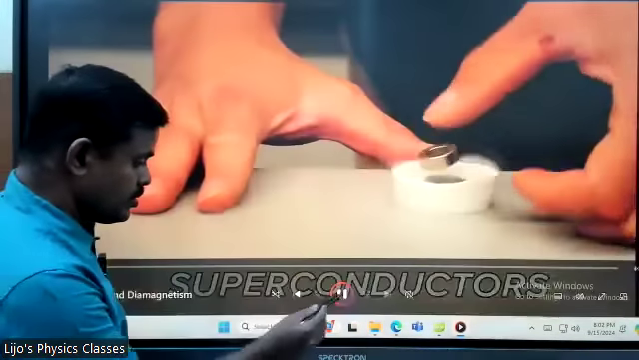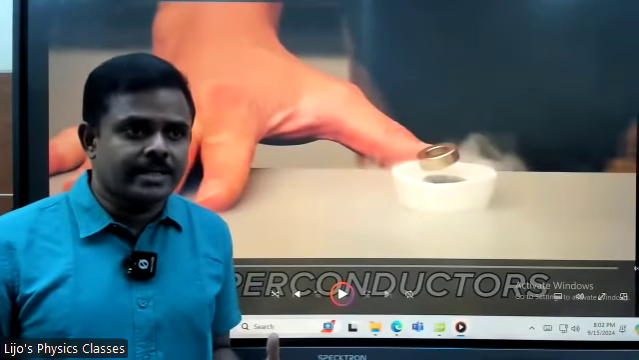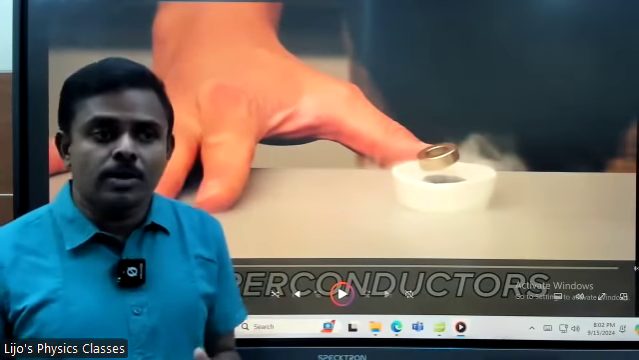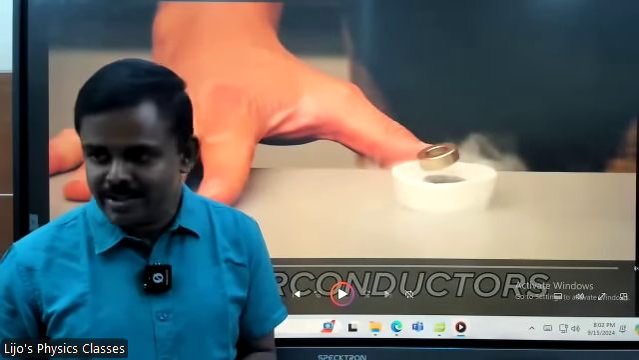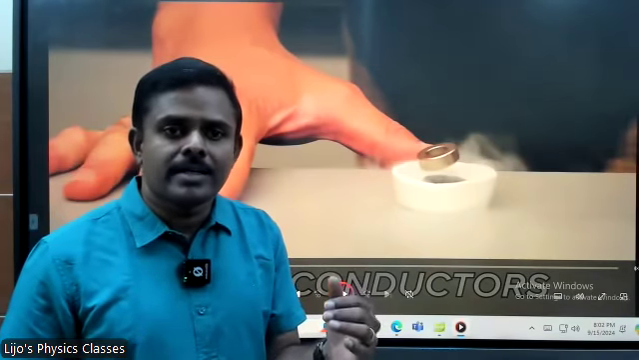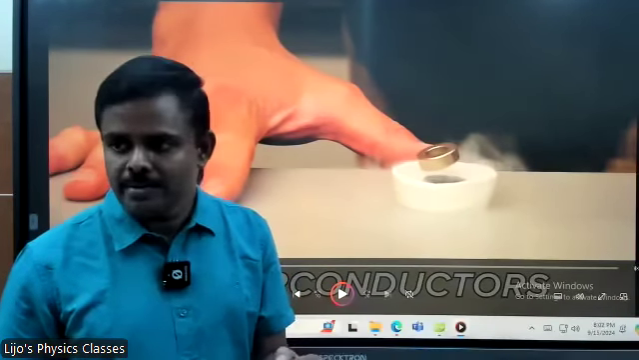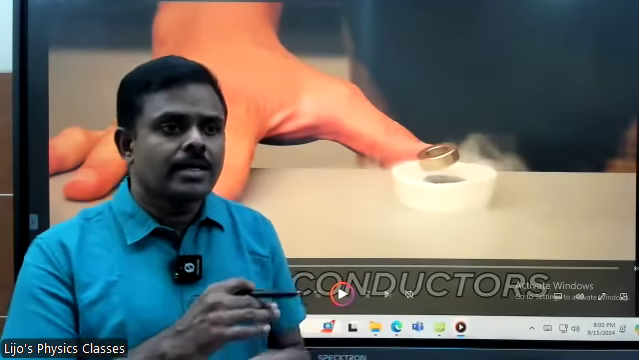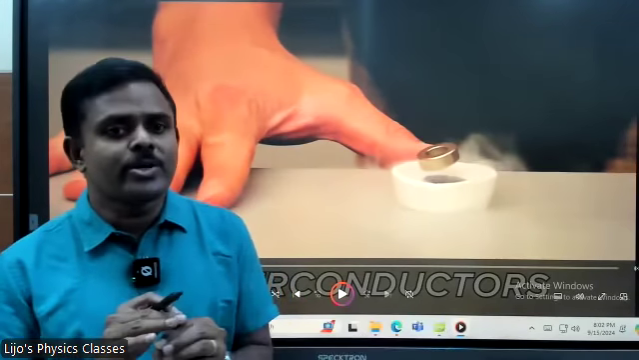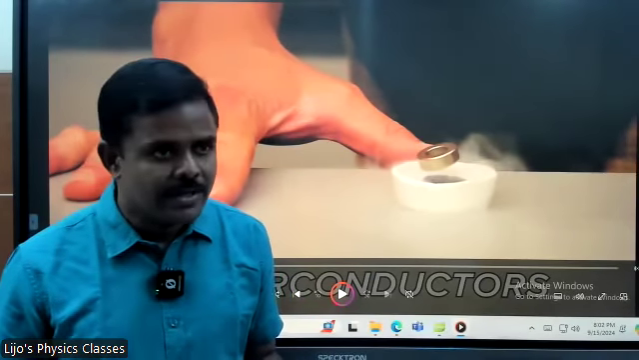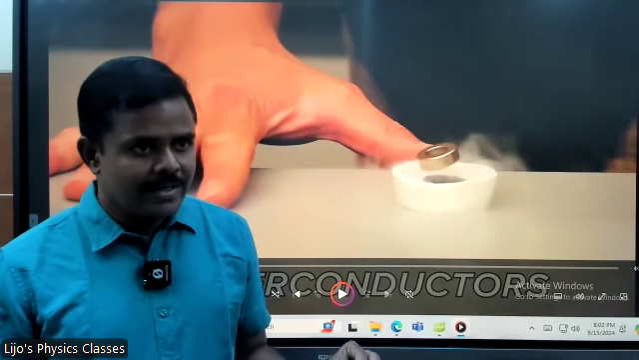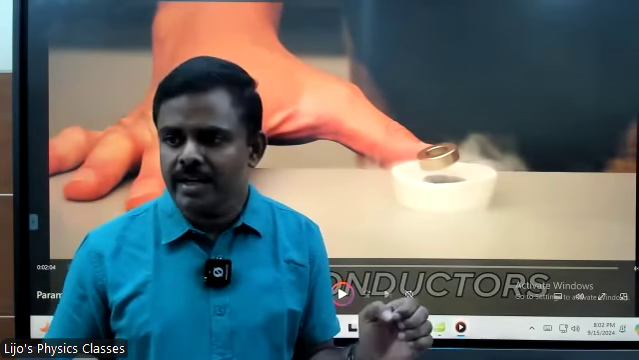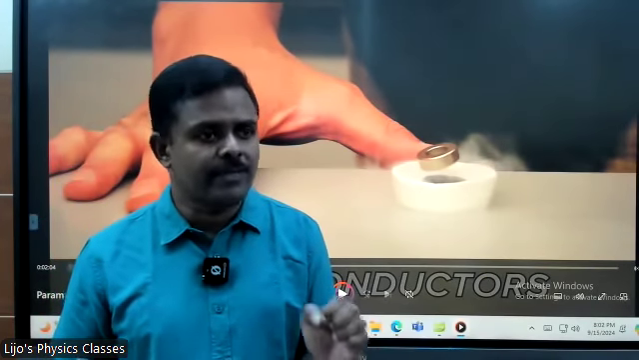Superconductors. Do you know what superconductors are? Superconductors, superbly conducting, no resistance at all. Okay. It was first observed by Kamerlingh Onnes, a Dutch scientist. He brought the temperature of mercury down to 4.2 Kelvin, minus 269 degrees Celsius. And he found that mercury is absolutely superconducting. That means mercury has no resistance at all. Understood? Yeah. That is called superconductivity. Superconductors are all perfectly diamagnetic.